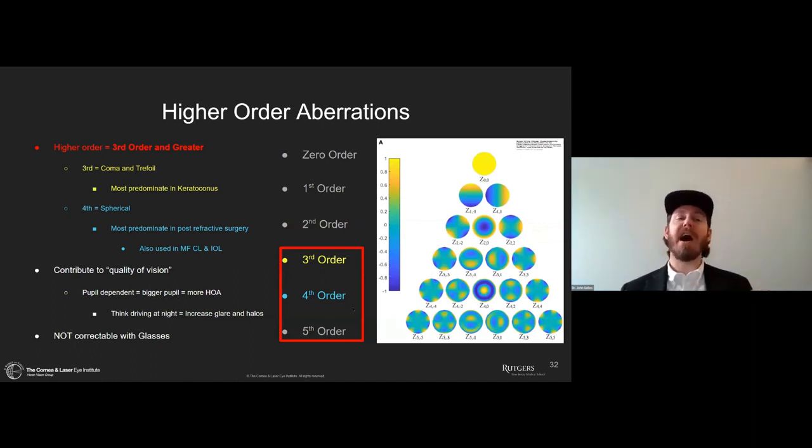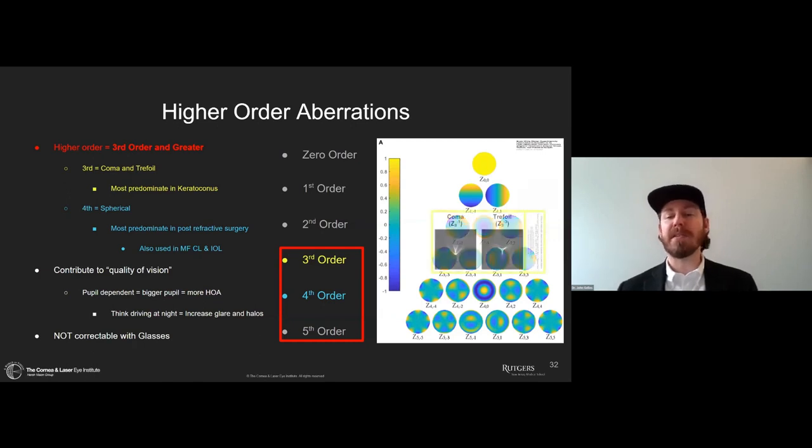Now let's start getting into higher order aberrations, right? These are Zernike polynomials kind of in the third order and greater. The ones that we are most concerned with, especially when we're dealing with our irregular corneal patients, are the third order aberrations, looking at coma and trefoil, but also the fourth order spherical aberrations.